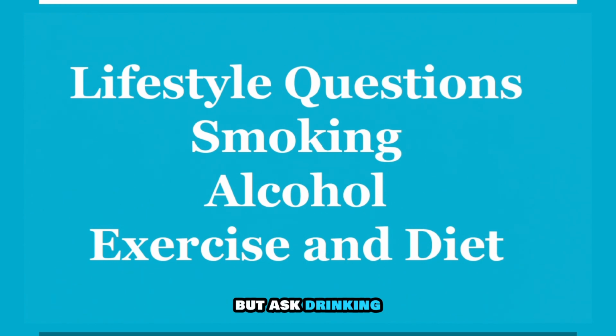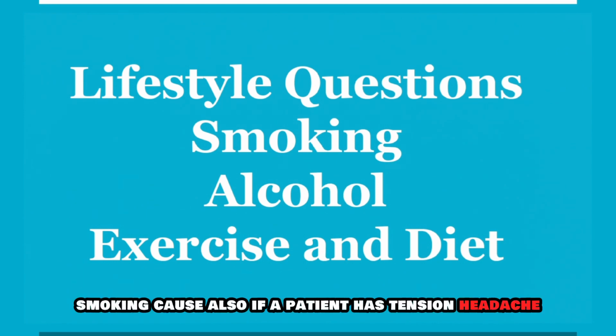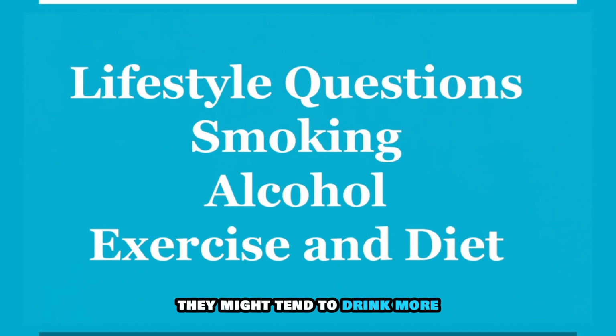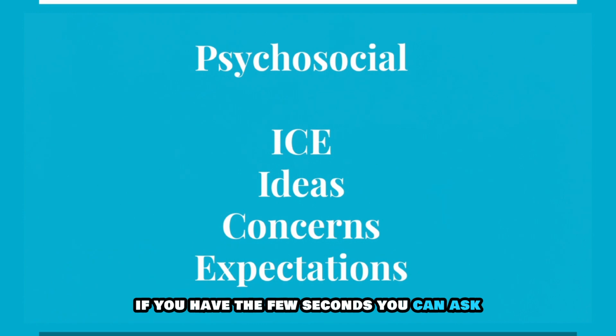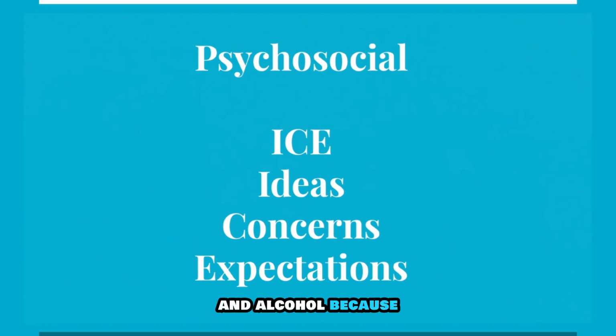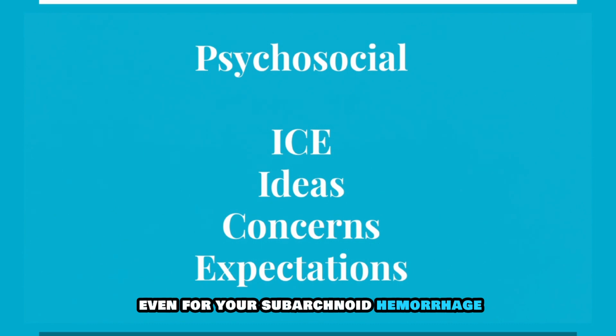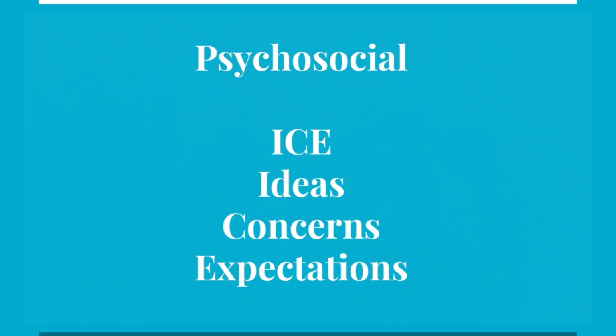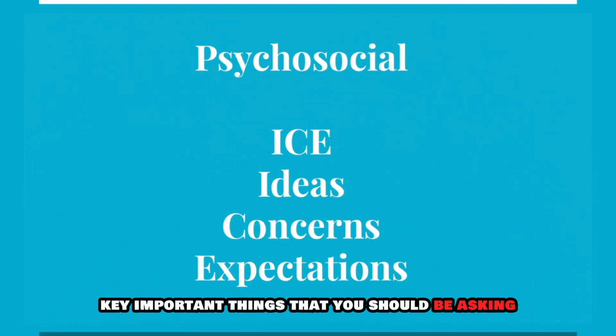But ask about drinking and smoking, because if a patient has a tension headache, they might tend to drink more, hoping it will reduce their stress. They might tend to smoke more. So you cannot forget those two at least. Maybe exercise and diet, but if you have a few seconds, you can ask. But definitely do not forget history of smoking and alcohol, because even for subarachnoid hemorrhage, this can be a major risk factor. So these are key important things that you should be asking.